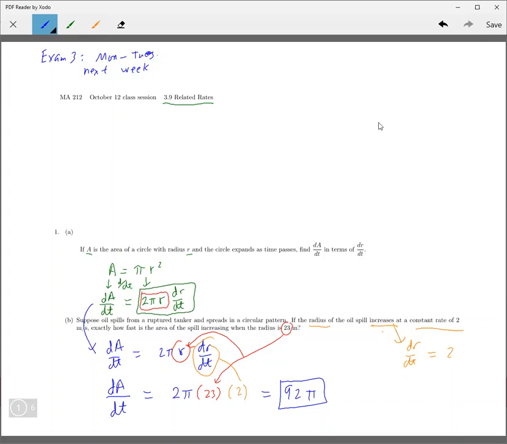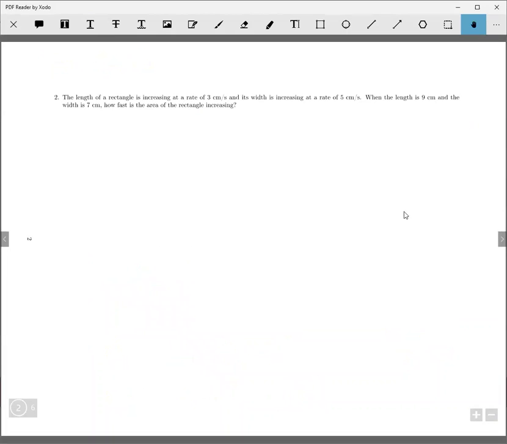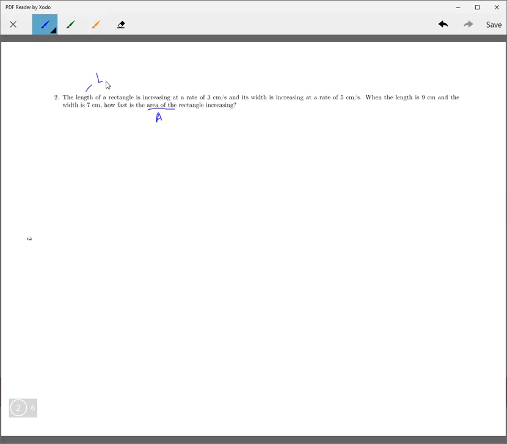So that's your basic related rates problem. Let's do some more. Number 2: the length of a rectangle is increasing at a rate of 3 centimeters per second, and its width is increasing at the rate of 5 centimeters per second. When the length is 9 and the width is 7, how fast is the area of the rectangle increasing? Here you've got area, length, and width, and the equation involving those three is area equals length times width.